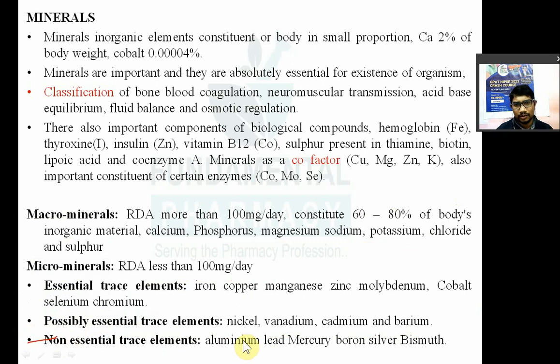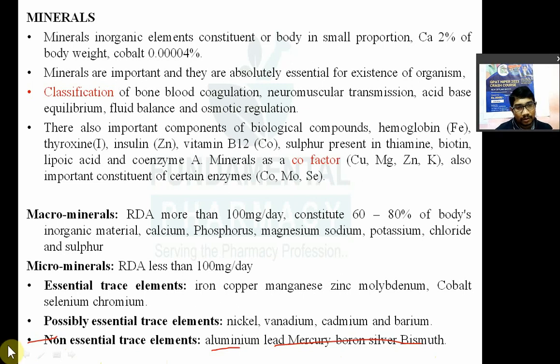Aluminium, aluminum ions, okay. Then lead, mercury, boron, silver and bismuth. Out of that, lead, mercury, boron, aluminum, silver, all these are toxic. They are present in the body, but again their role is unknown.